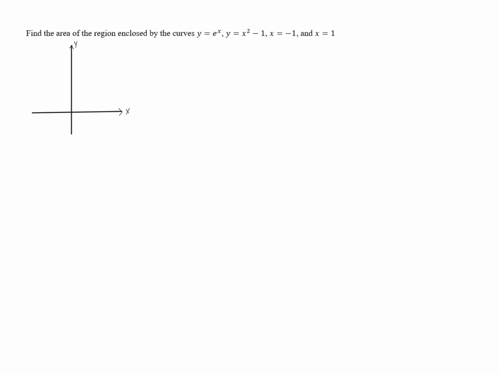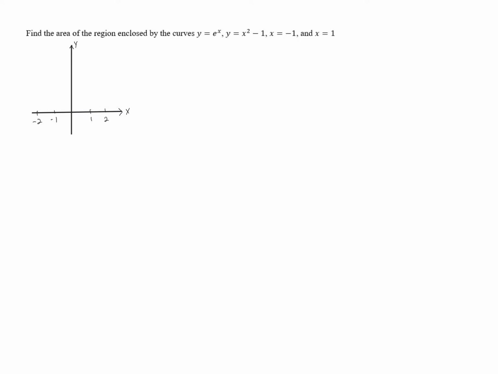Find the area of the region enclosed by the curves y equals e to the x, y equals x squared minus 1, x equals -1, and x equals +1. So it looks like our left and right bounds are going to be -1 and +1. So that is what we're looking in between. So we can put those in on our x-axis.